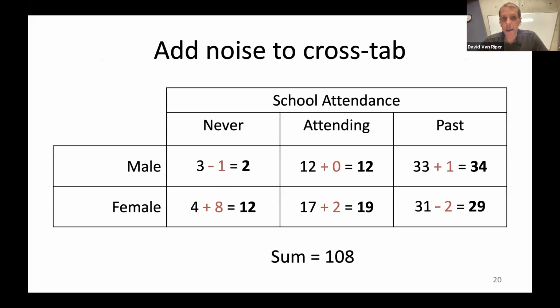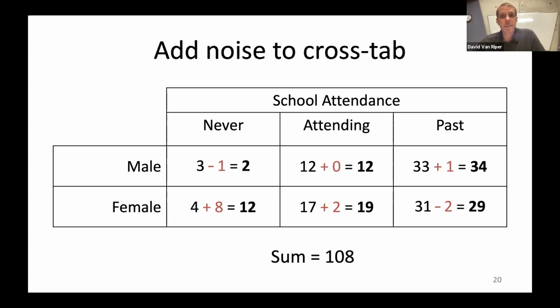So we add noise to the crosstab, and you'll see in a number of cases, the noise values don't really impact the counts very much. So the male never attended goes from 3 down to 2. The males attending school stays 12 because we injected 0 into it. But you'll see that you can get some big changes. So females who've never attended school increase from 4 up to 12. And the overall N of the survey has changed from 100 up to 108. So now we no longer have a direct one-to-one comparison between the true responses in the data and the noisy values that have come out of this differentially privatized version of the contingency table. So that's typically how differential privacy works.